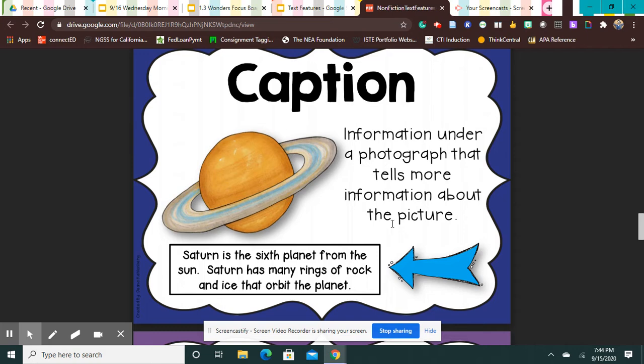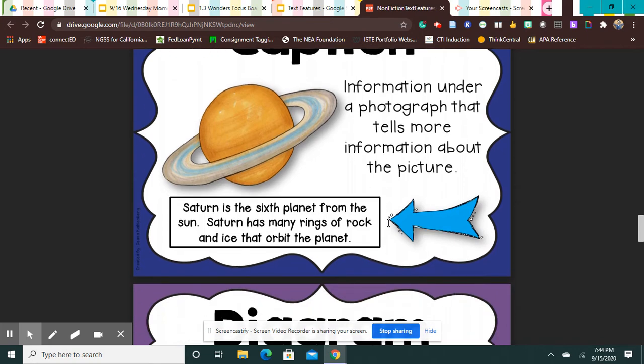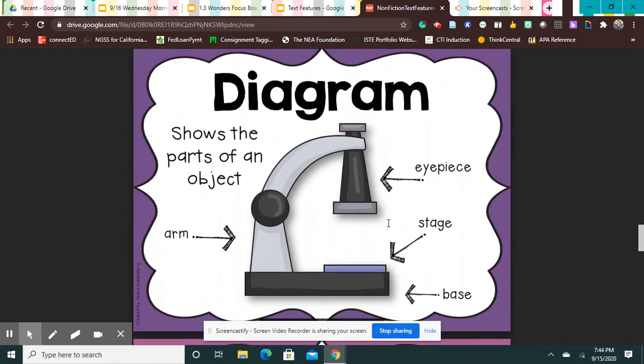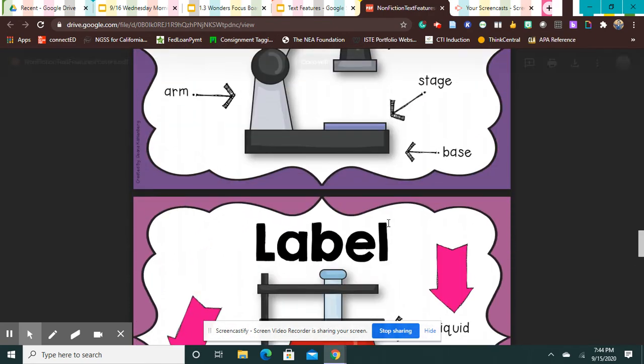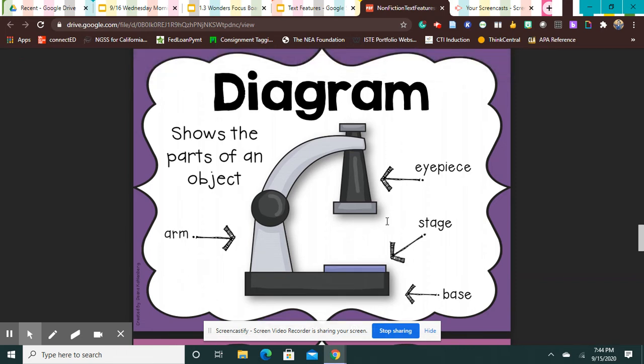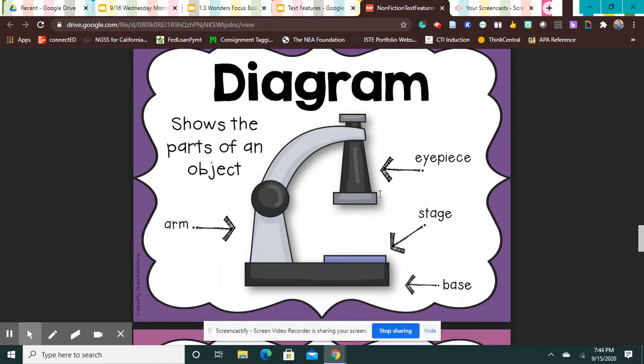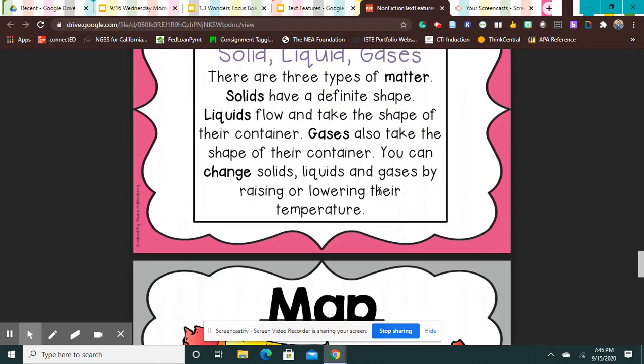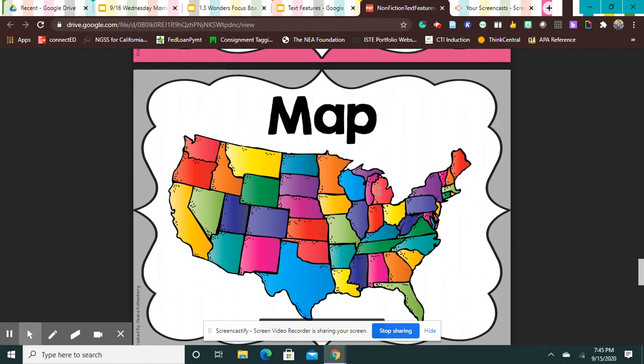So a caption will be just a little summary of whatever that picture is. So captions will go along with the picture. It'll just be like a very small little explanation underneath the picture. You can also have diagrams or labels that help you understand specific parts. So if they were talking about a fish and they wanted to show you different parts of the fish's body, a diagram would label the specific parts. Oh, maps. Yes, you will also see maps in expository text.